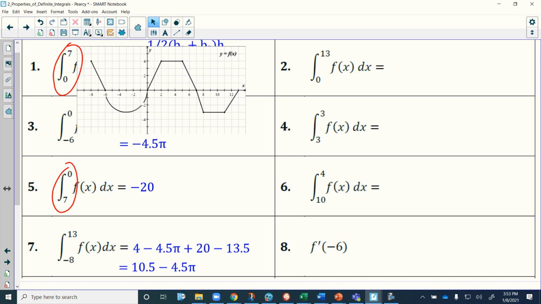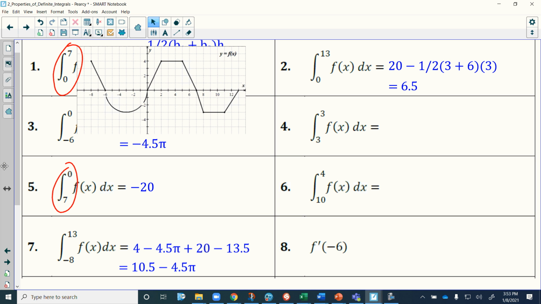From problem number 2, we're looking at the area from 0 to 13. So that's the trapezoid that's above and below the x-axis. So we're going to take the one that's above and subtract it from the one that's below. So I'm just taking the 20 that we had from problem number 1 and then subtracting the other area.